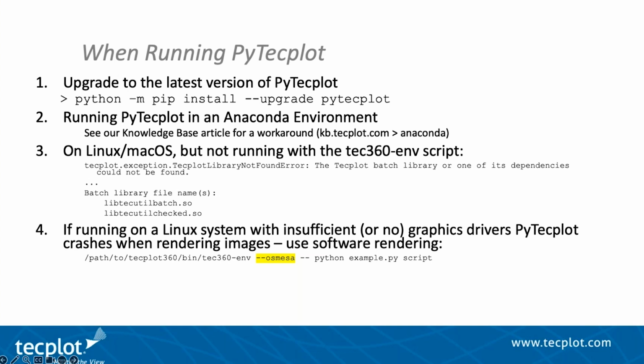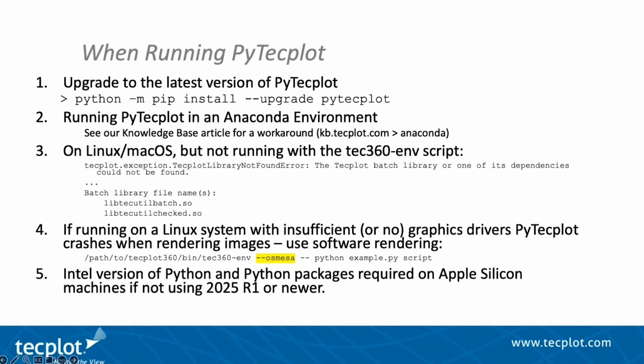If running on a Linux system with insufficient or no graphics drivers, PyTecplot is going to crash when you try to render images, right? So the solution to this is using software rendering. So you can see there's that --osmesa flag there, and that should solve that issue. And then finally, the Intel version of Python and Python packages are required. So not just Python, but also Python packages are required on Apple Silicon machines. Again, if you're not using 2025 R1 or a newer version. Any other issues that you encounter, feel free to contact us at support@tecplot.com. We are, of course, there to help.